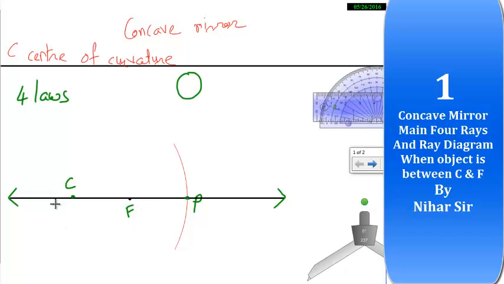Ray number 3, that's very easy, that passes through C. This is very easy.